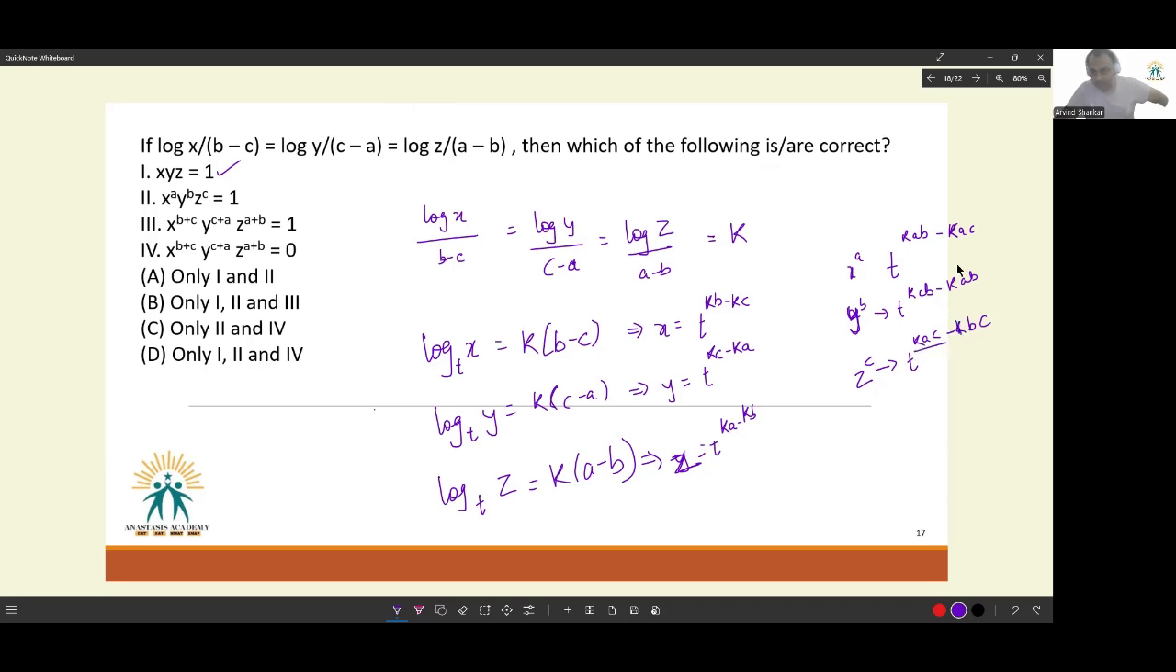Again, this term and this term will cancel each other out when they multiply. This term and this term will cancel each other out. This term and this term will cancel each other out. So the product of them will also be equal to 1. It will be equal to t raised to the power 0, therefore 1. So 1 and 2 are definitely valid. So this option is out. All three of them remain. Now I have to check x raised to the power b plus c, y raised to the power c plus a, and z raised to the power a plus b.